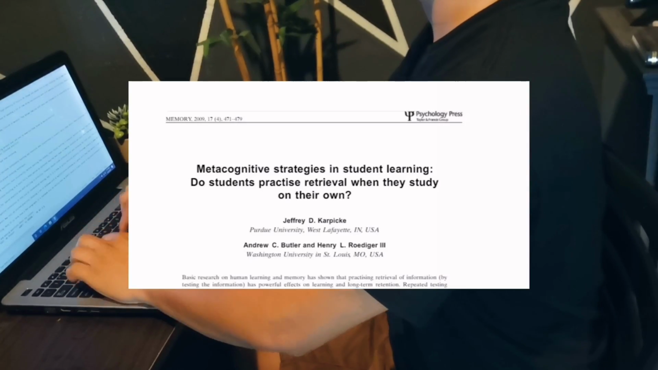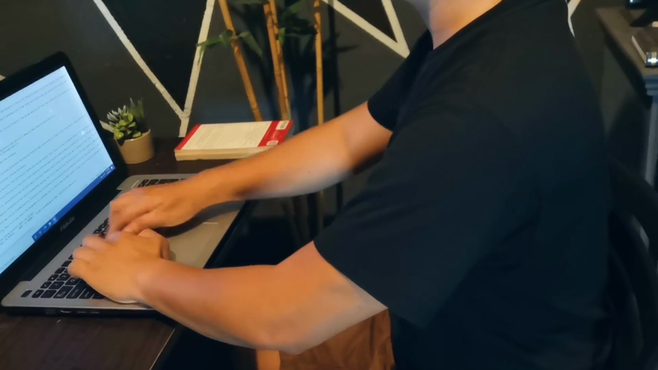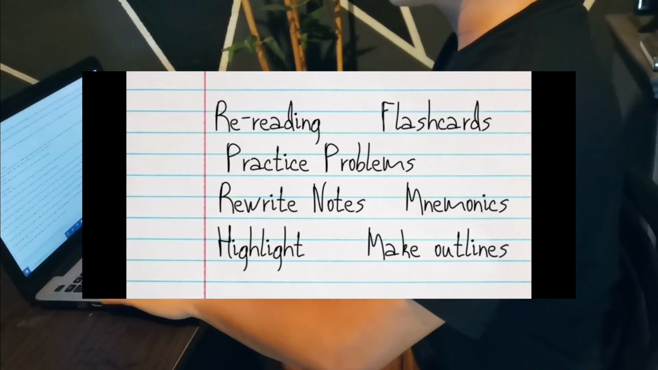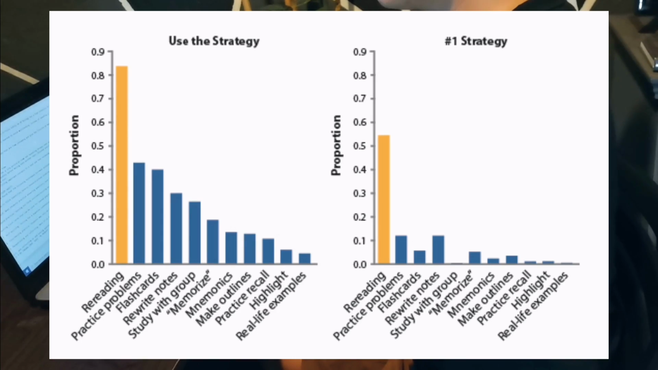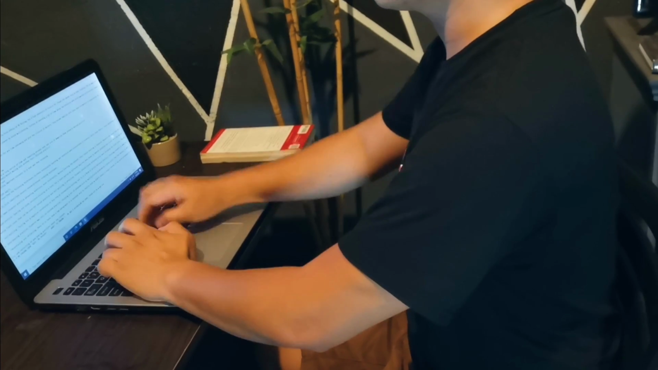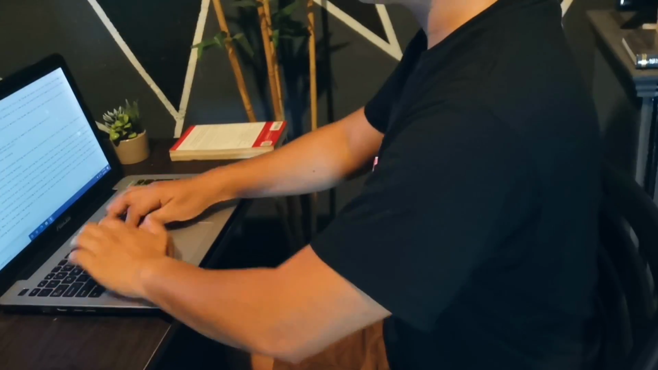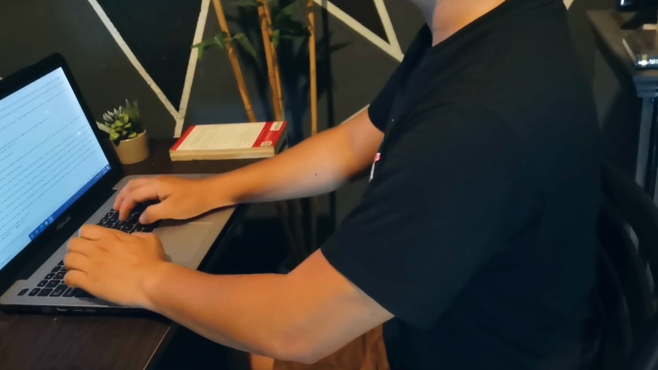Dr. Jeffrey Karpicke, a professor of cognitive psychology. So in this first study, he asked college students to do two things. First, list all the study techniques that they used, and then rank them in order by how often they were used. So the graph shows that by far, the most used technique is rereading. Basically, reading your material over and over as many times as you can in order to study for your exam. Well, spoiler alert, rereading is one of the worst ways to study.